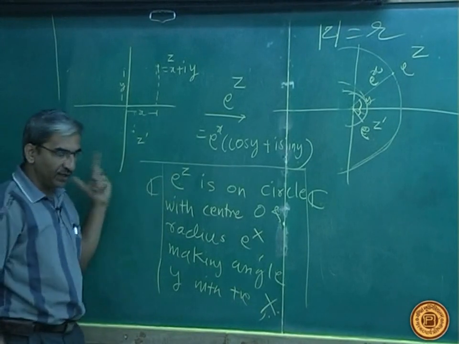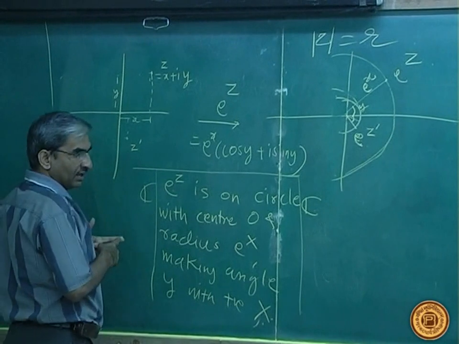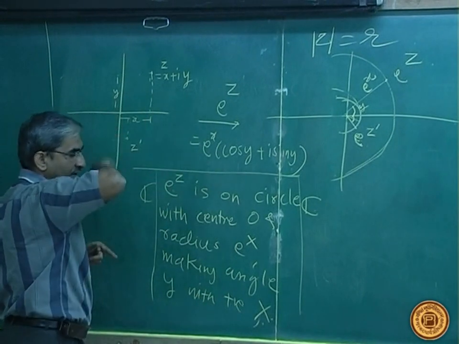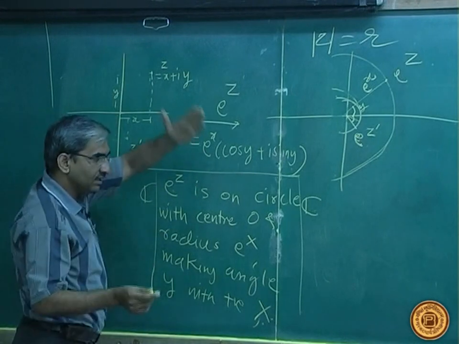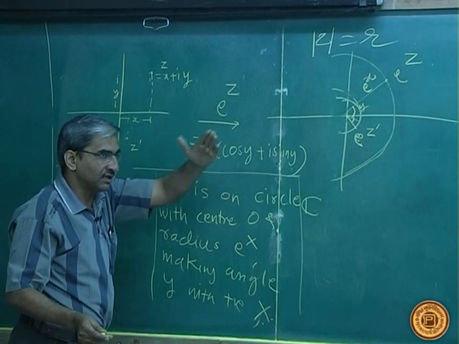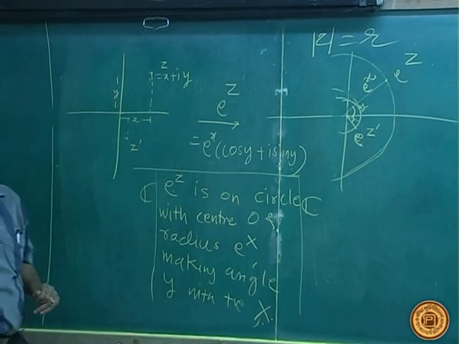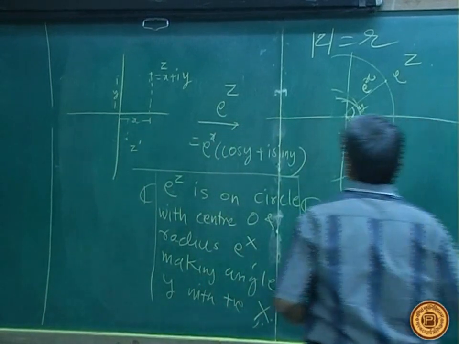That is, you take a point, then you know x and y, and then you draw a circle of radius e to the power x around the origin, and then look at y and take exactly that point on the circle which makes angle y with the positive x axis. So that is what e to the power z is geometrically.